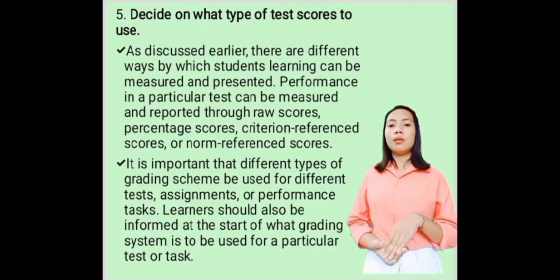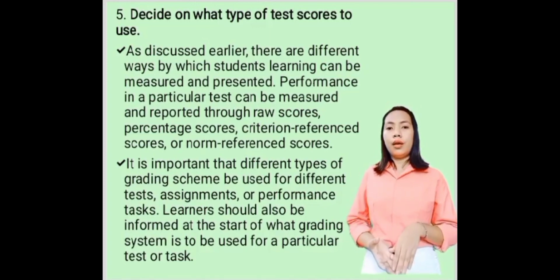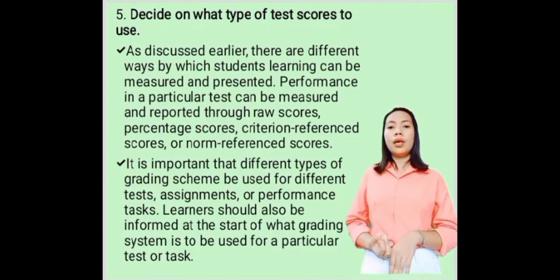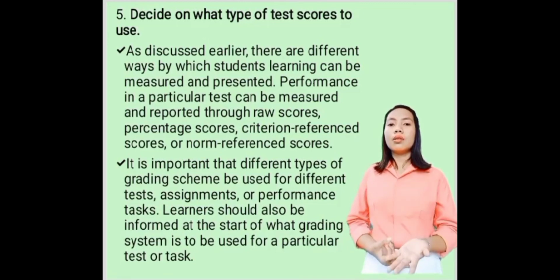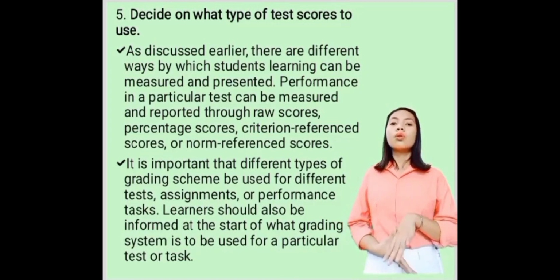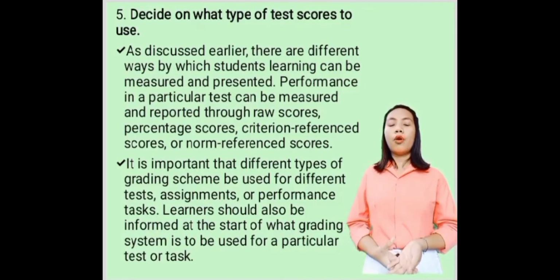So, raw score simply means the number of questions a student answered correctly. Percentage score, a percentage is a number expressed as a fraction of 100. For example, the number of correct answers divided by the total number of questions multiplied by 100. Criterion reference score compares a student's raw score to a predetermined standard based on the content of the assessment. And last, norm reference score refers to standardized tests that are designed to compare and rank test takers in relation to one another. So those are the guidelines in grading tests or performance tests.